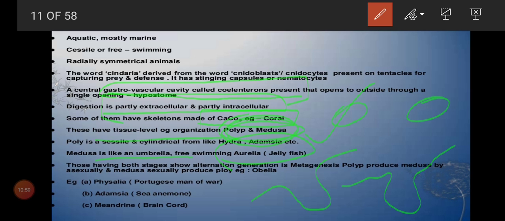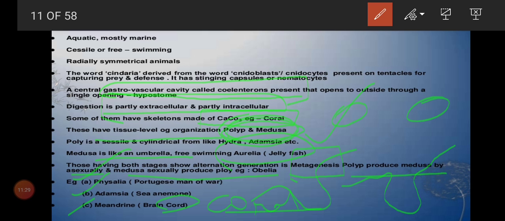And those having both stages of alternation of generation is called metagenesis. That is, the polyp produces the medusa asexually, and the medusa sexually produces the polyp. And what are the examples? Physalia, that we can call Portuguese man of war, Adamsia sea anemone, and Meandrina brain coral. So these are the common examples. This is not a cord, this is a brain coral, C-O-R-A-L, brain coral. This is not a cord.